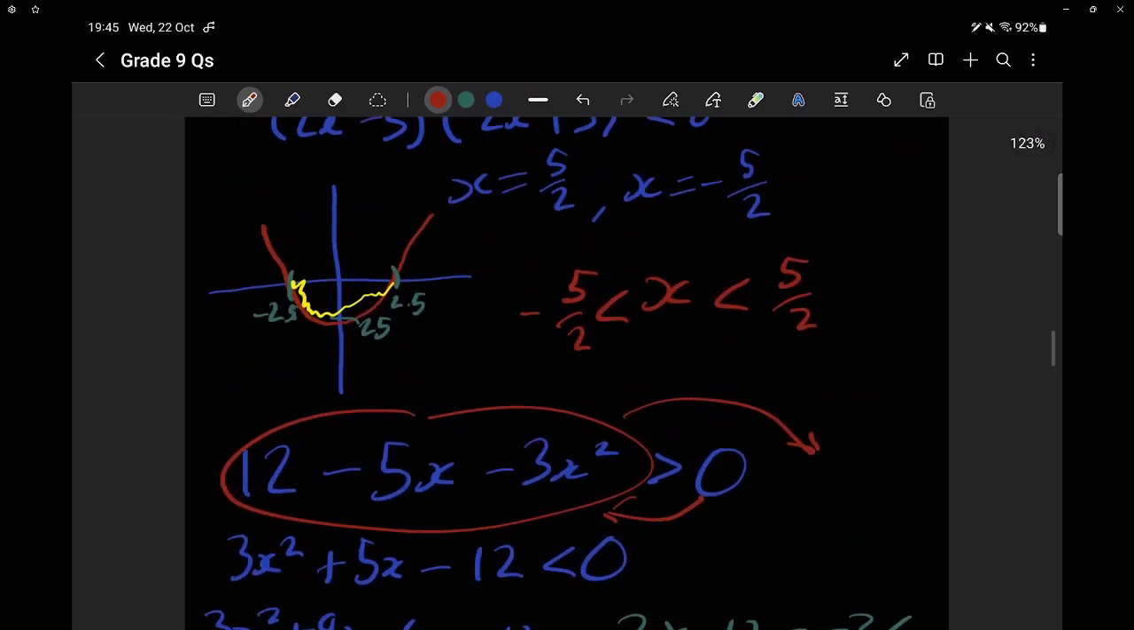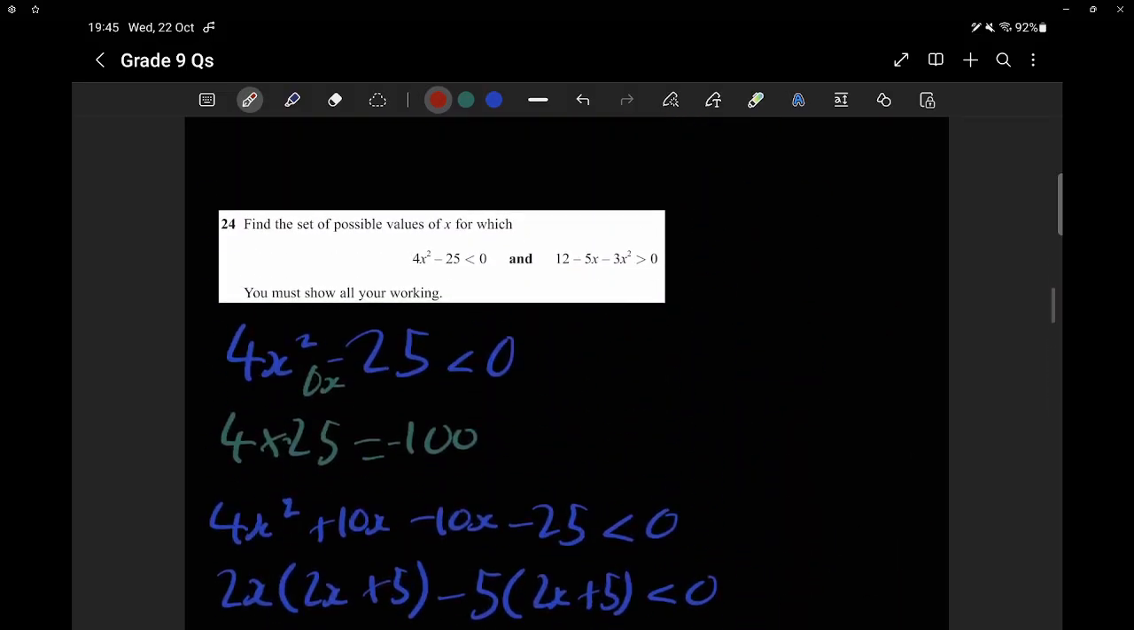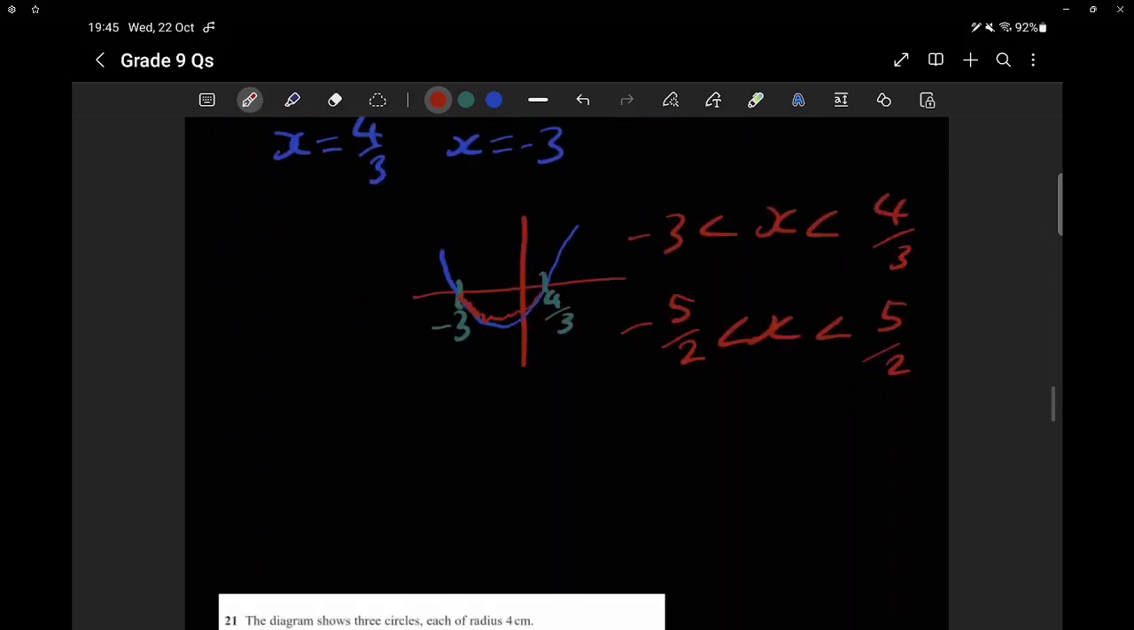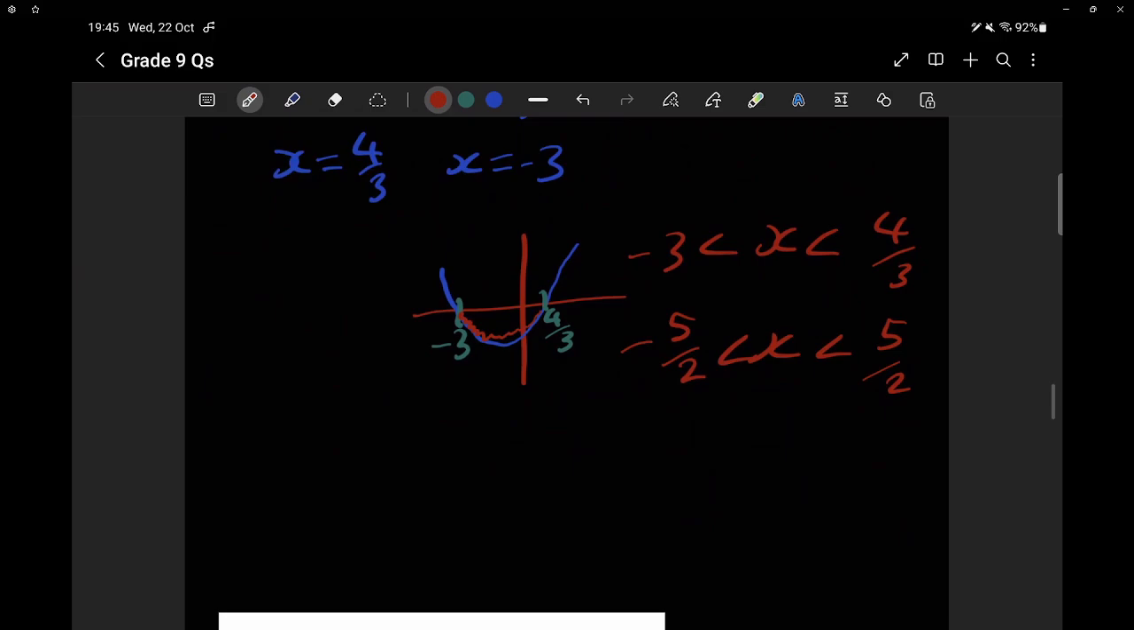If we just look at that one again, it was this one. x is less than 5/2 and greater than negative 5/2. Then how we put this together, we want to make one inequality, right? Because if we look at the question again, it says the set of possible values for x for which both quadratics are true. So you need to find a single inequality statement. And the way to do this, the easiest way, is we want to find the smallest range. Not the largest range, but the smallest range.